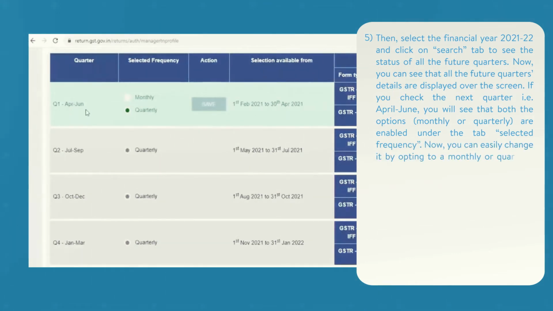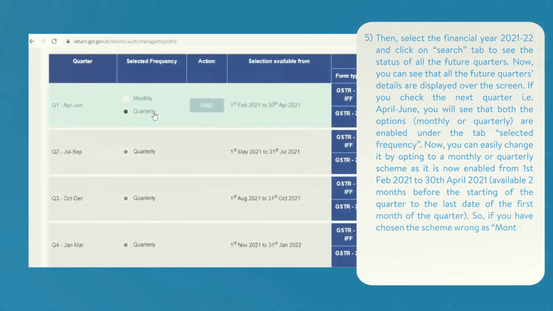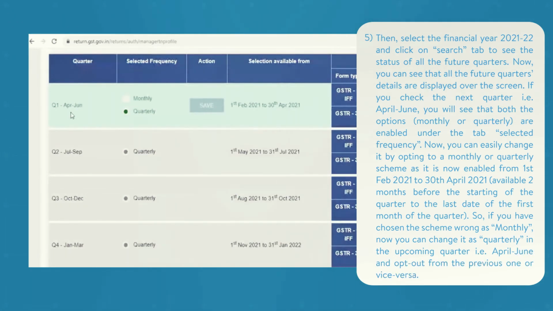Now you can easily change it by opting to a monthly or quarterly scheme as it is now enabled from 1st February 21 to 30th April 21. Available 2 months before the starting of the quarter to the last date of the first month of the quarter. So if you have chosen the scheme wrong as monthly, now you can change it as quarterly in the upcoming quarter, that is April to June, and opt out from the previous one or vice versa.